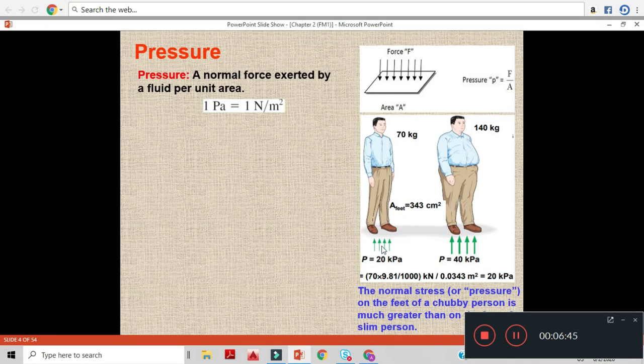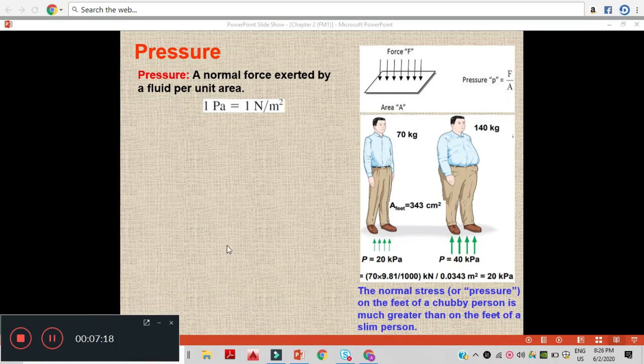Same here, you can see the area is constant and we are increasing the force. Weight is a force. For a skinny person, we have 70 kilograms times 9.8, so we get a force, and divided by this area we get a pressure of 20 kilopascal. And if we double the weight, what will happen? The pressure is going to double. So this is the effect of force and area on the pressure.